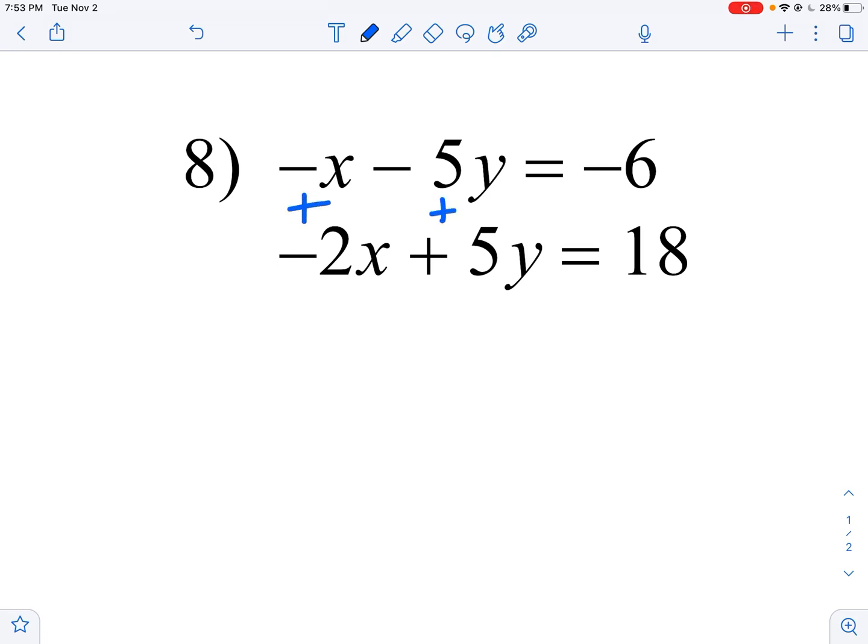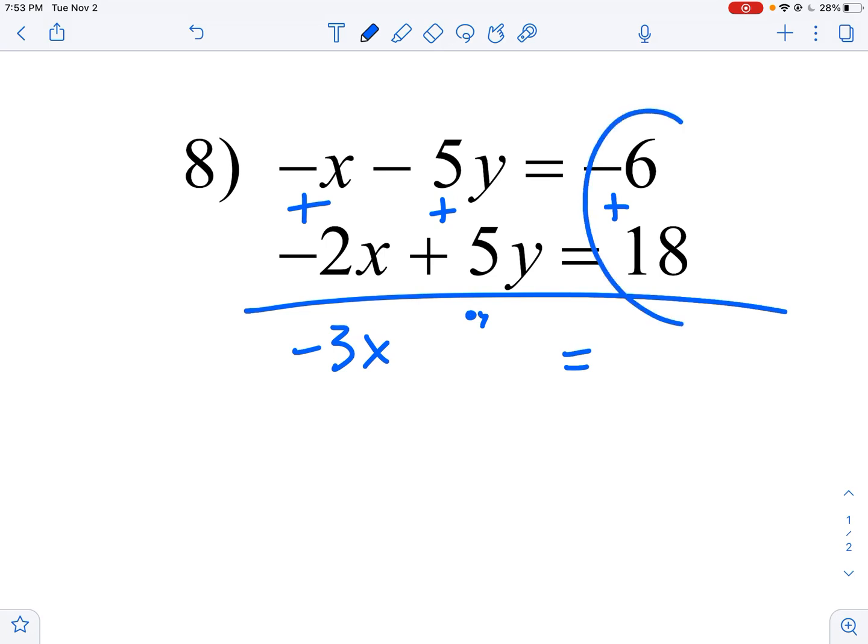So we're going to add instead down our columns. -x plus -2x gives you -3x. And then -5y plus 5y gives you 0y. I'm going to make a little note there. And then negative 6 plus 18 gives me 12. All right, 0y is just 0, so it's like plus 0, which doesn't do anything. And so I'm just going to not write anything there. But be aware that we did do negative 5y plus 5y gives you 0.